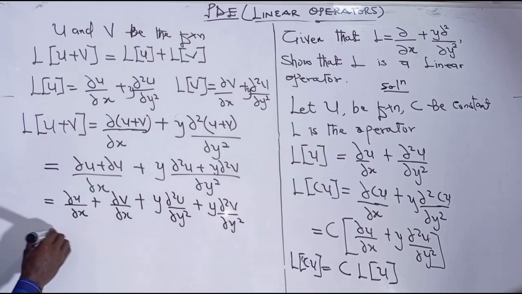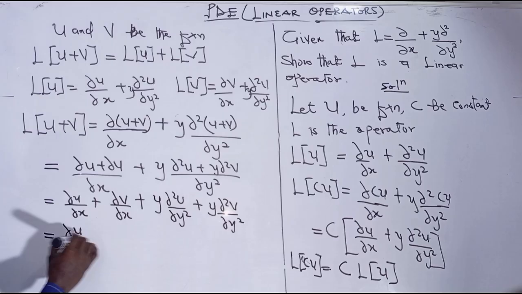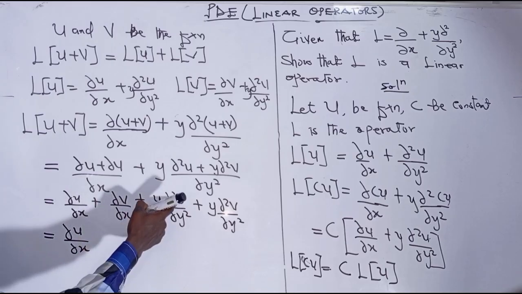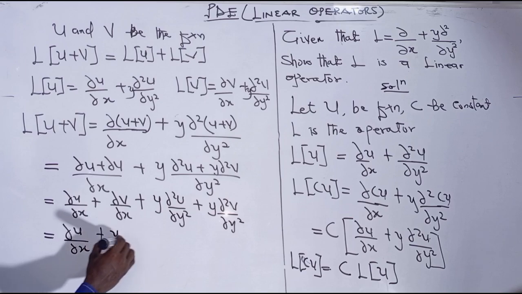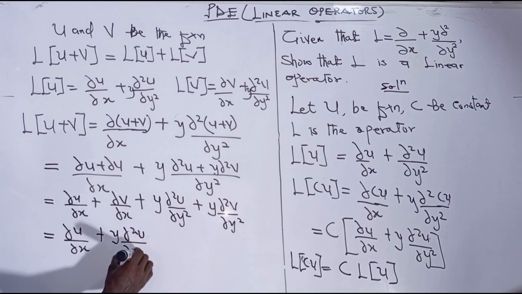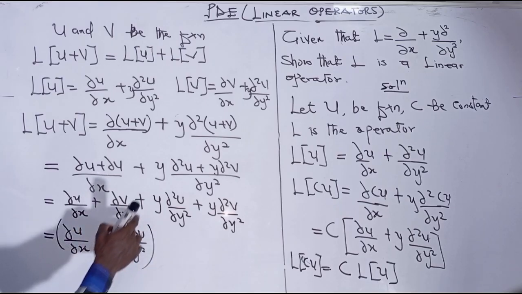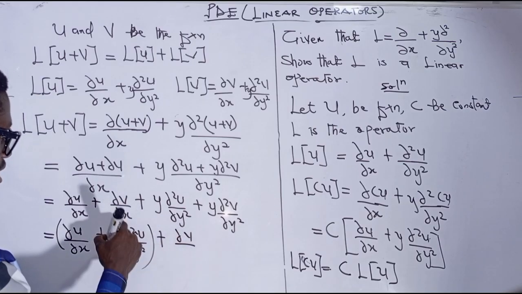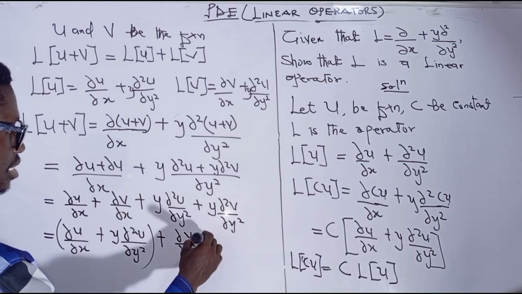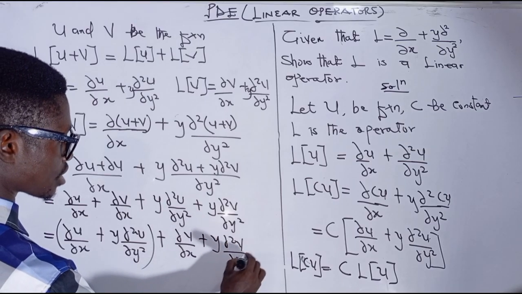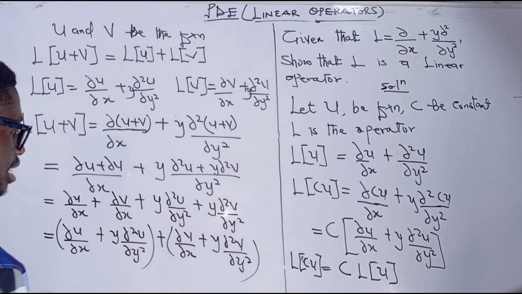So we have ∂U/∂X. Then this is also a function of U, so we have plus Y ∂²U/∂Y². Then we put them in a bracket. Then we have our addition. Then we have ∂V/∂X plus Y ∂²V/∂Y². We put them also in a nice bracket.